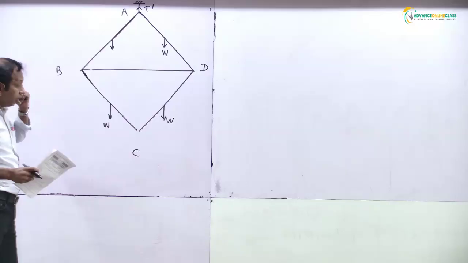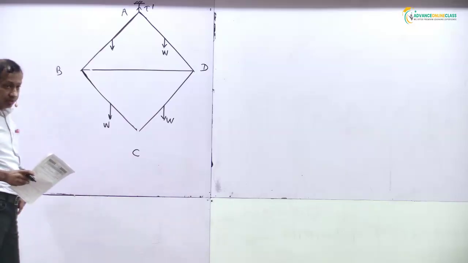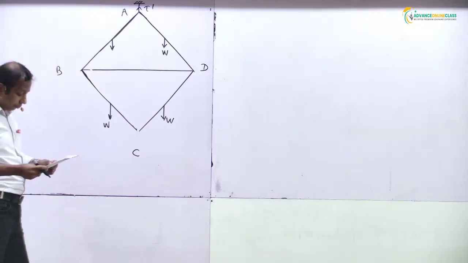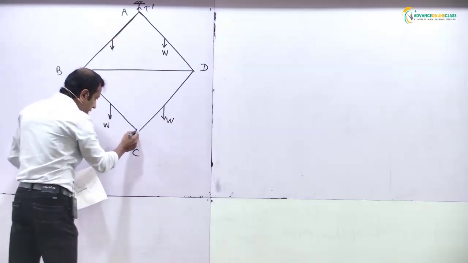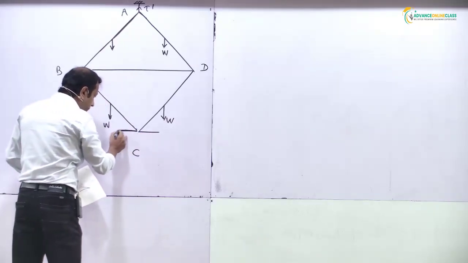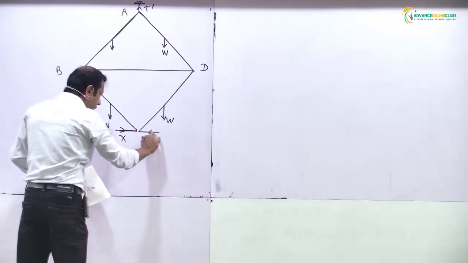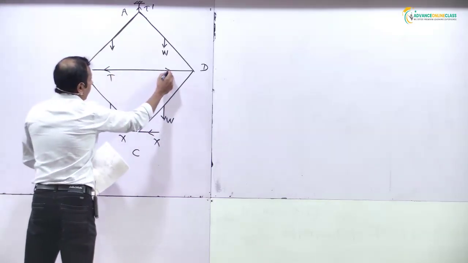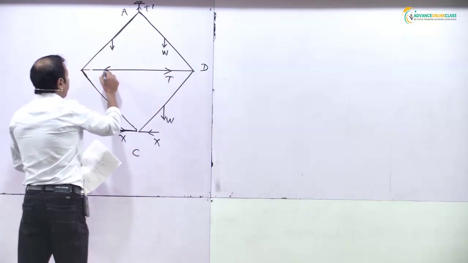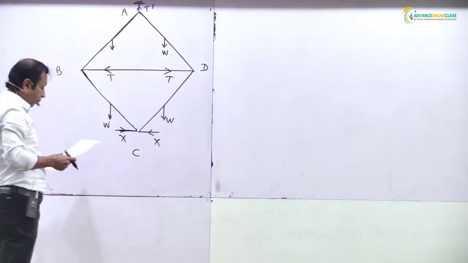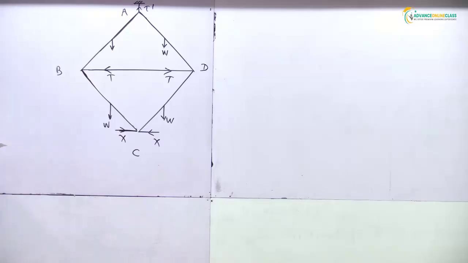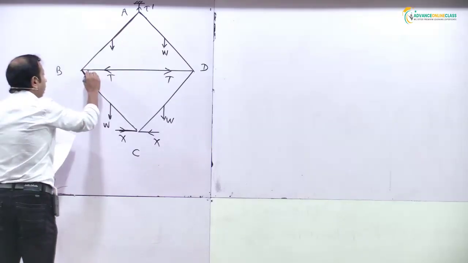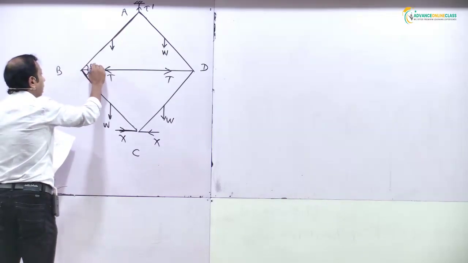System is symmetric. Therefore, reaction at C is horizontal. I take reaction this way. The thrust here we have T. We have T. Then this interior angle is each 45. 45, 45.